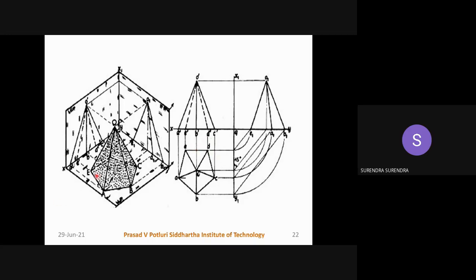Like if you see in this direction, side which you say, we can see EOA triangle and AOB triangle. Only these 2 triangles are visible and remaining all other edges are hiding.